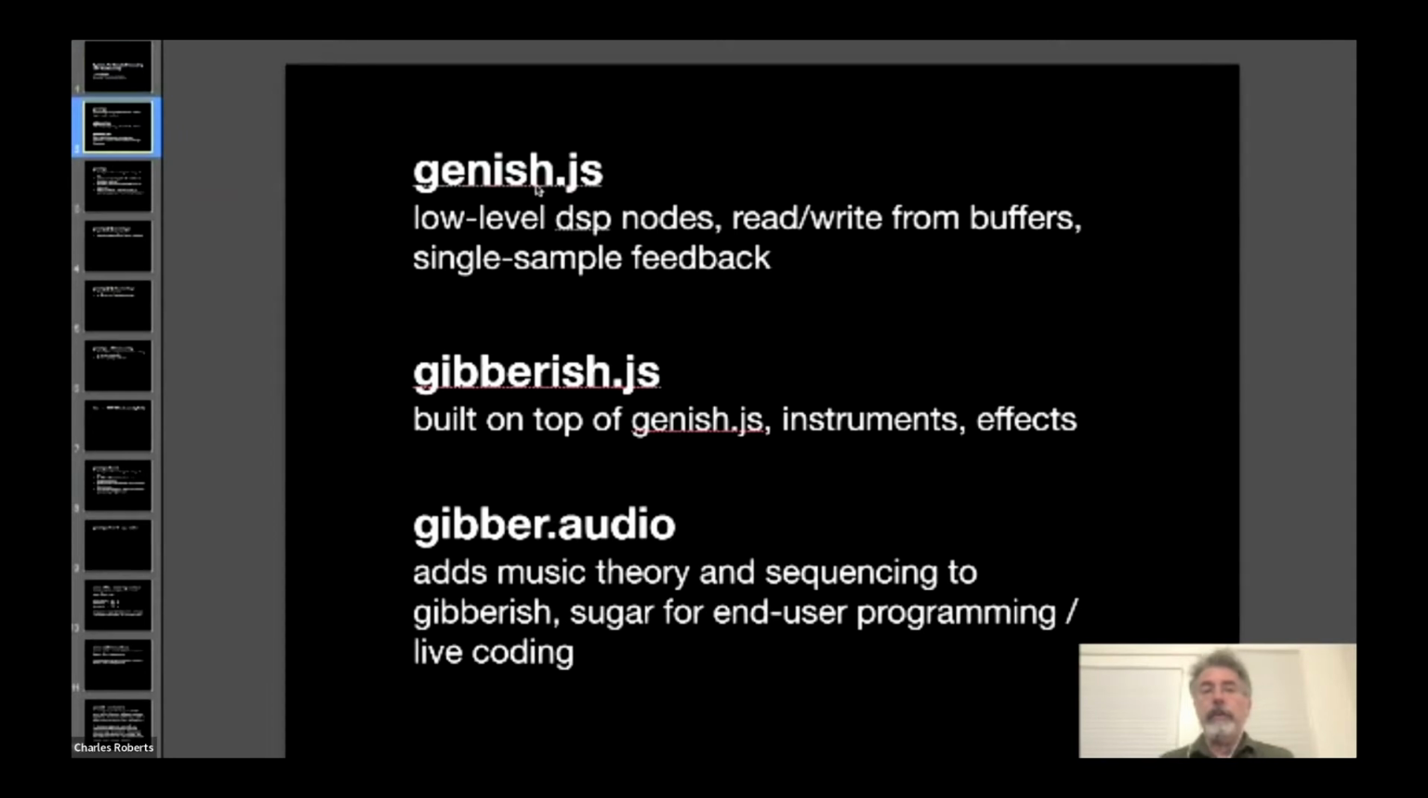So I'm mostly going to be talking today about a library I've created called genish.js. It's a JavaScript port of the gen extension to MaxMSP jitter. And it's a graph-based system for single sample processing, low-level nodes to do things like read and write from buffers, single sample feedback. And I use this in a couple of other libraries that are built on top of it.